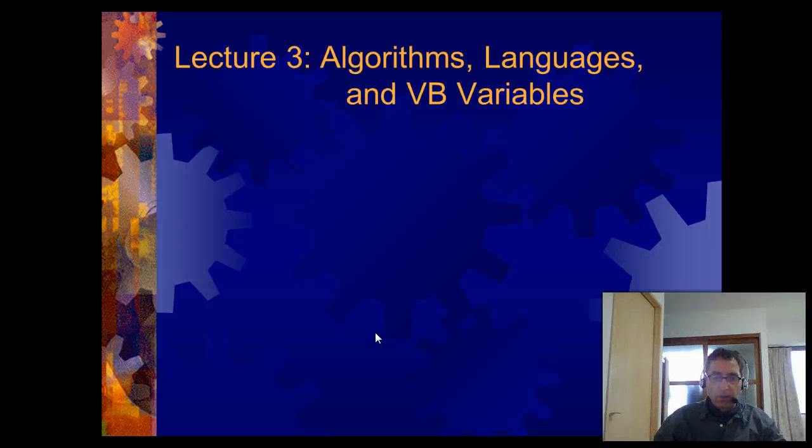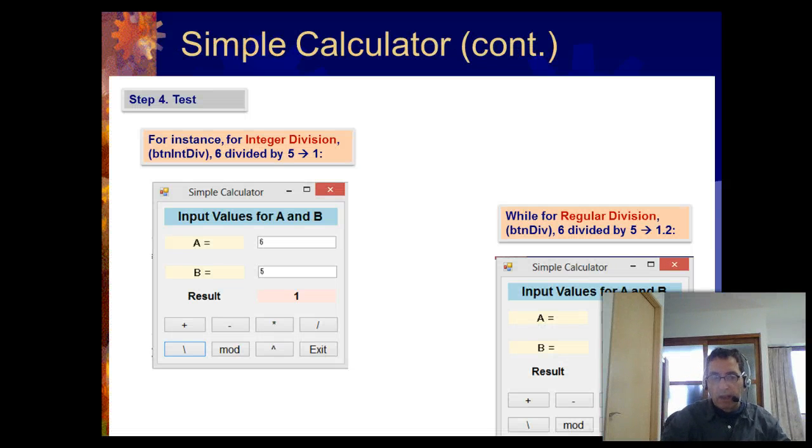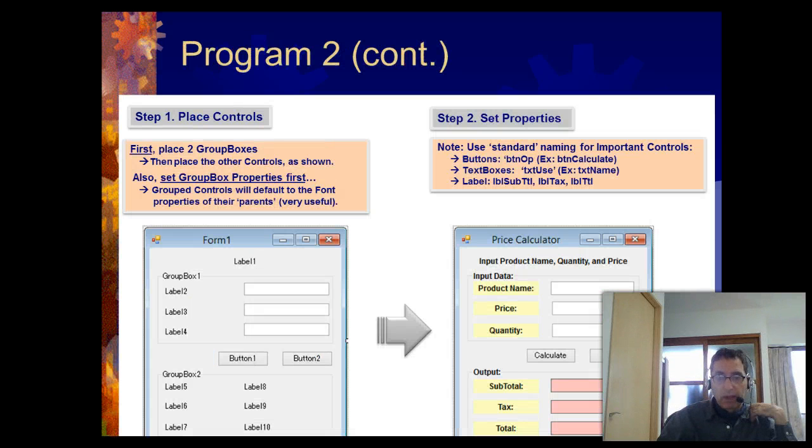Okay, this is lecture 3, and let's take a look at the programs we're going to build first. So we're going to build a simple calculator. It's going to have a plus, minus, multiplication, division, and a few other operations. And then you're going to build a price calculator, and so that will take a product name and a price and a quantity. It'll give a subtotal, tax, and then the total when you press the calculate button.